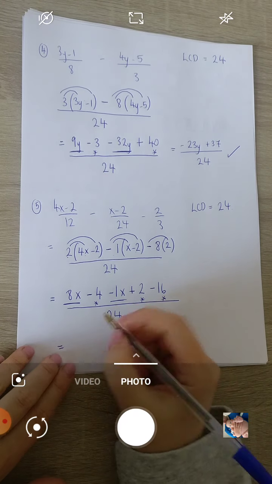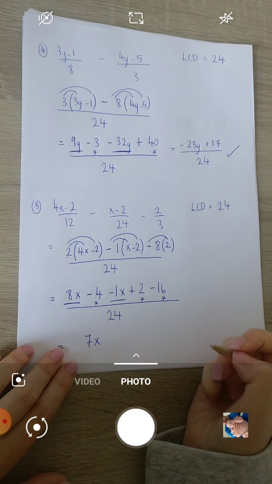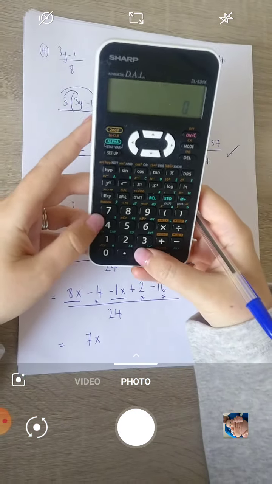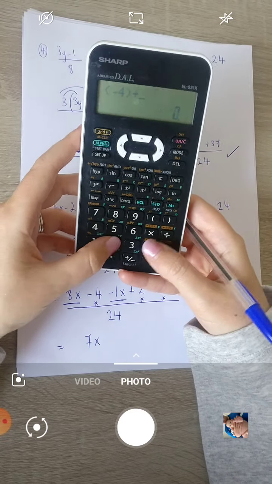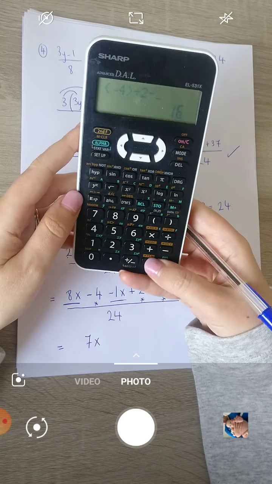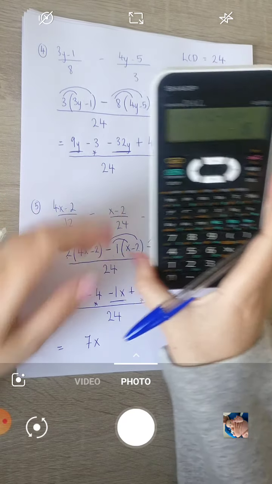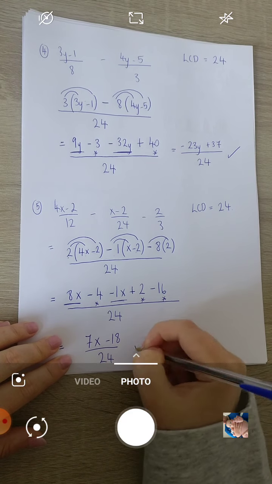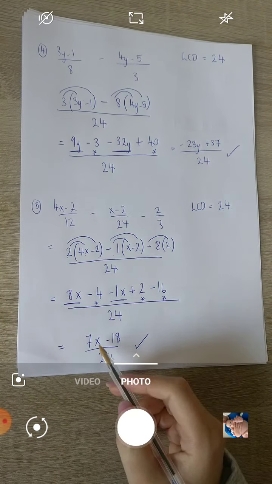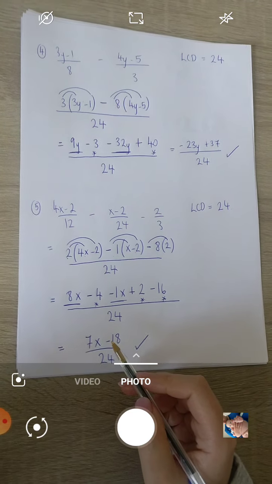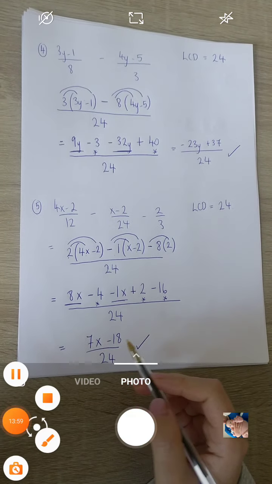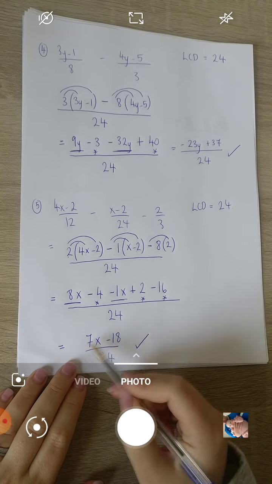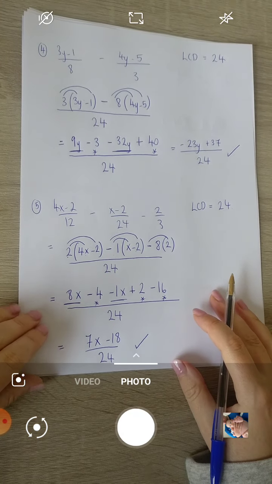So 8x minus 1x is simply 7x. Minus 4 plus 2 minus 16. So again, you could just throw that into the calculator. Minus 4 plus 2 minus 16 gives us minus 18. Okay, and that's all over 24. And again here, we can't add or subtract that any further because at this point here, we've an x term, we have a constant, and they can't add because they are not like terms.